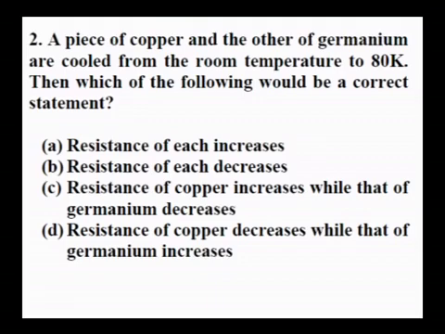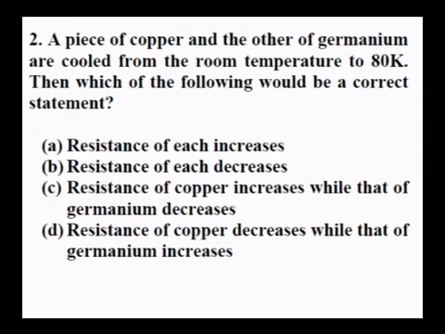The second one, a piece of copper and other of germanium are cooled from room temperature to 80 Kelvin, then which of the following would be a correct statement? Resistance of each increases, resistance of each decreases, resistance of copper increases while that of germanium decreases. Resistance of copper decreases while that of germanium increases.